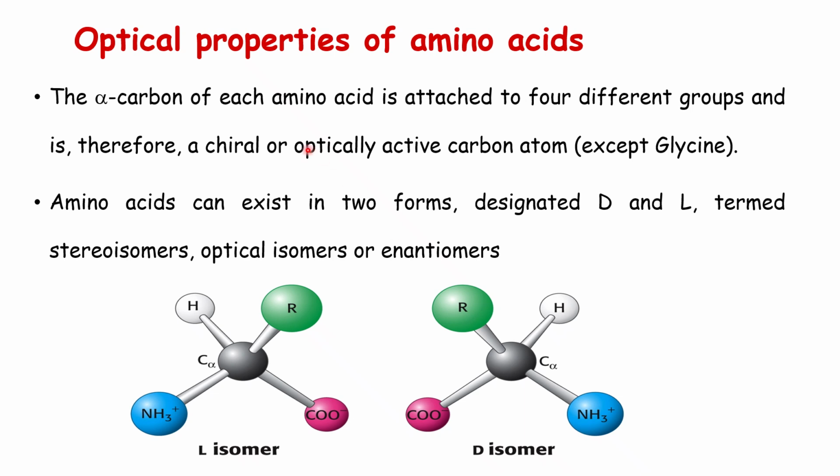In optical properties, except glycine, every amino acid has a chiral carbon which has four different groups. What is meant by a chiral group? In MCQs, they may ask what a chiral group is. Four different groups are attached to it, such as OH, H plus, a phosphate group, methyl, ethyl or any other group. That is called a chiral or optically active carbon atom. Except glycine, every amino acid has an asymmetric carbon atom. Glycine is the basic, simplest amino acid.